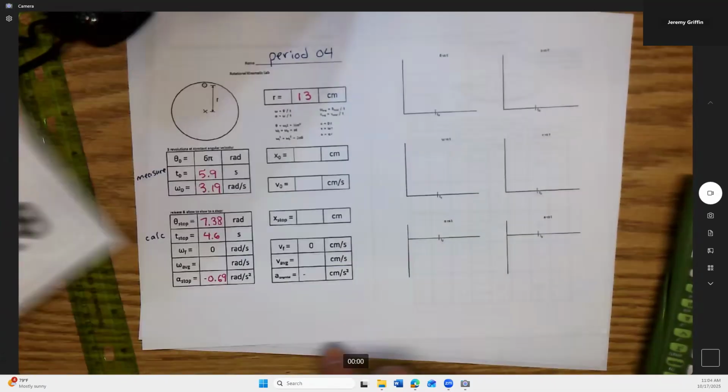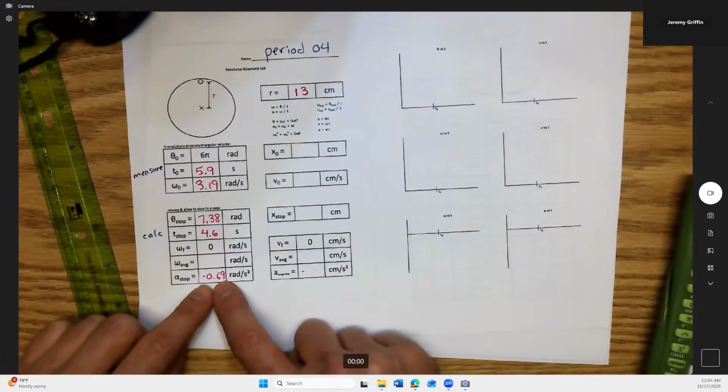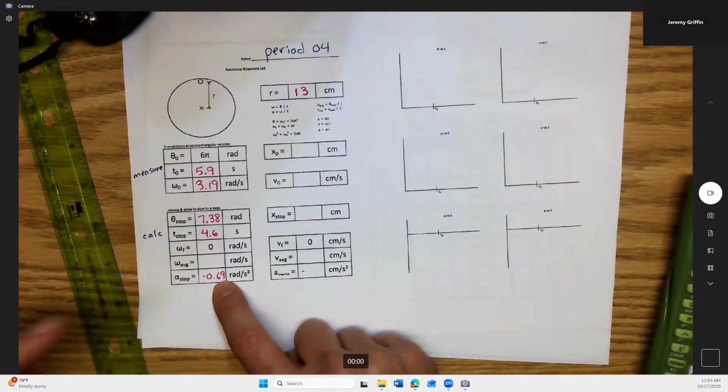We did that, and that's how we came up with this right here, which is negative. I gave you the negative just to really emphasize and remind you guys this would be negative. Of course, it would be negative anyway. So mine came out to this many radians per second squared. You guys got your alpha.